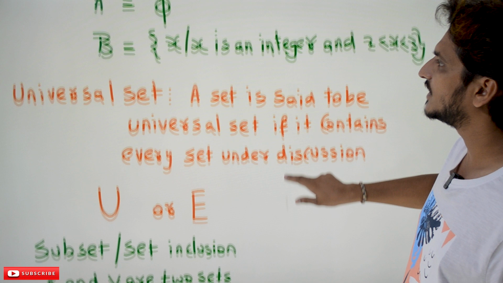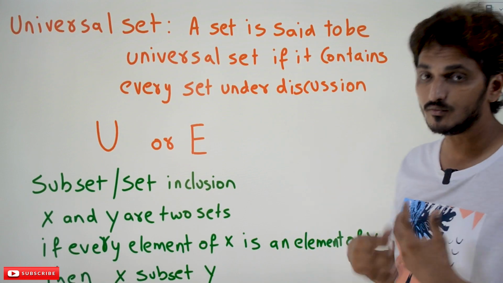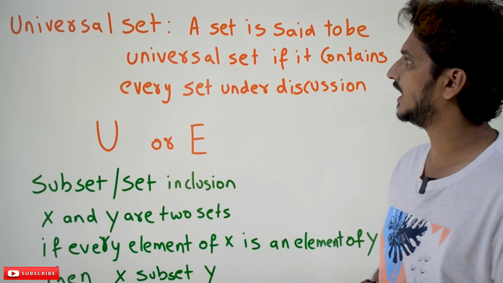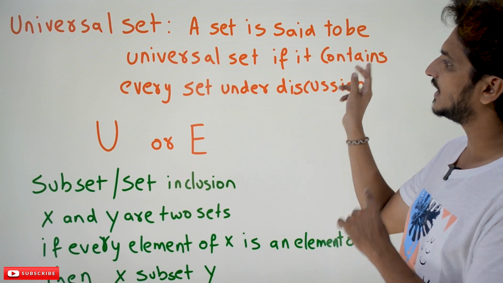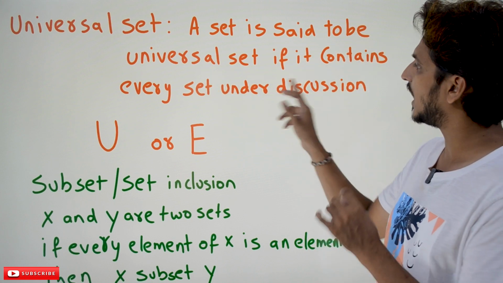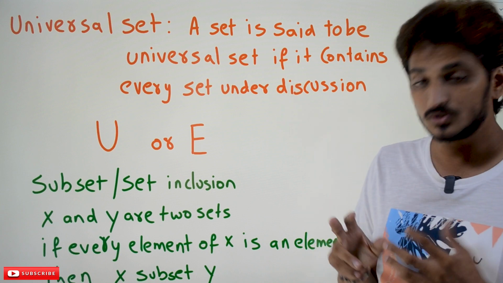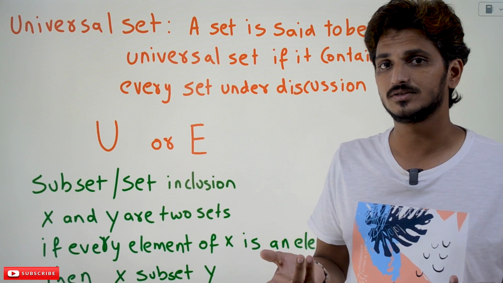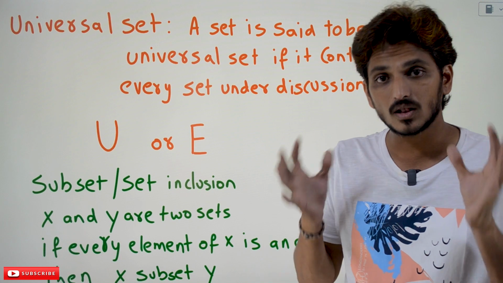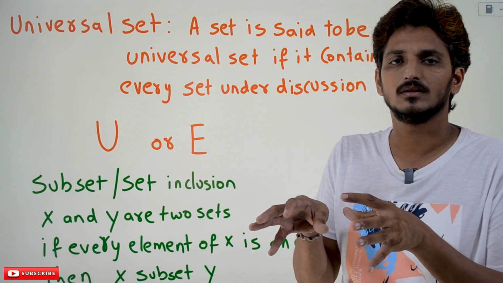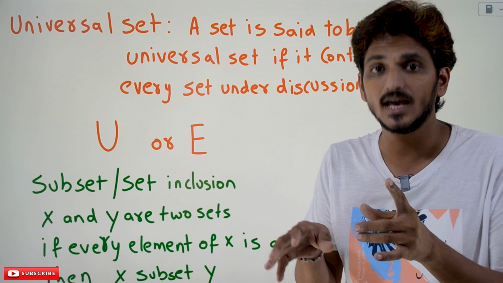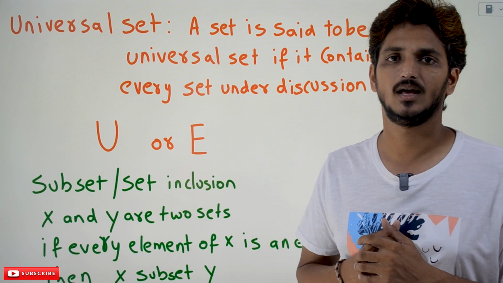Now coming to the next definition, universal set. A set is said to be a universal set if it contains every set under discussion. It means you take any of the elements, all the elements should be present in this set. Then we call it a universal set.